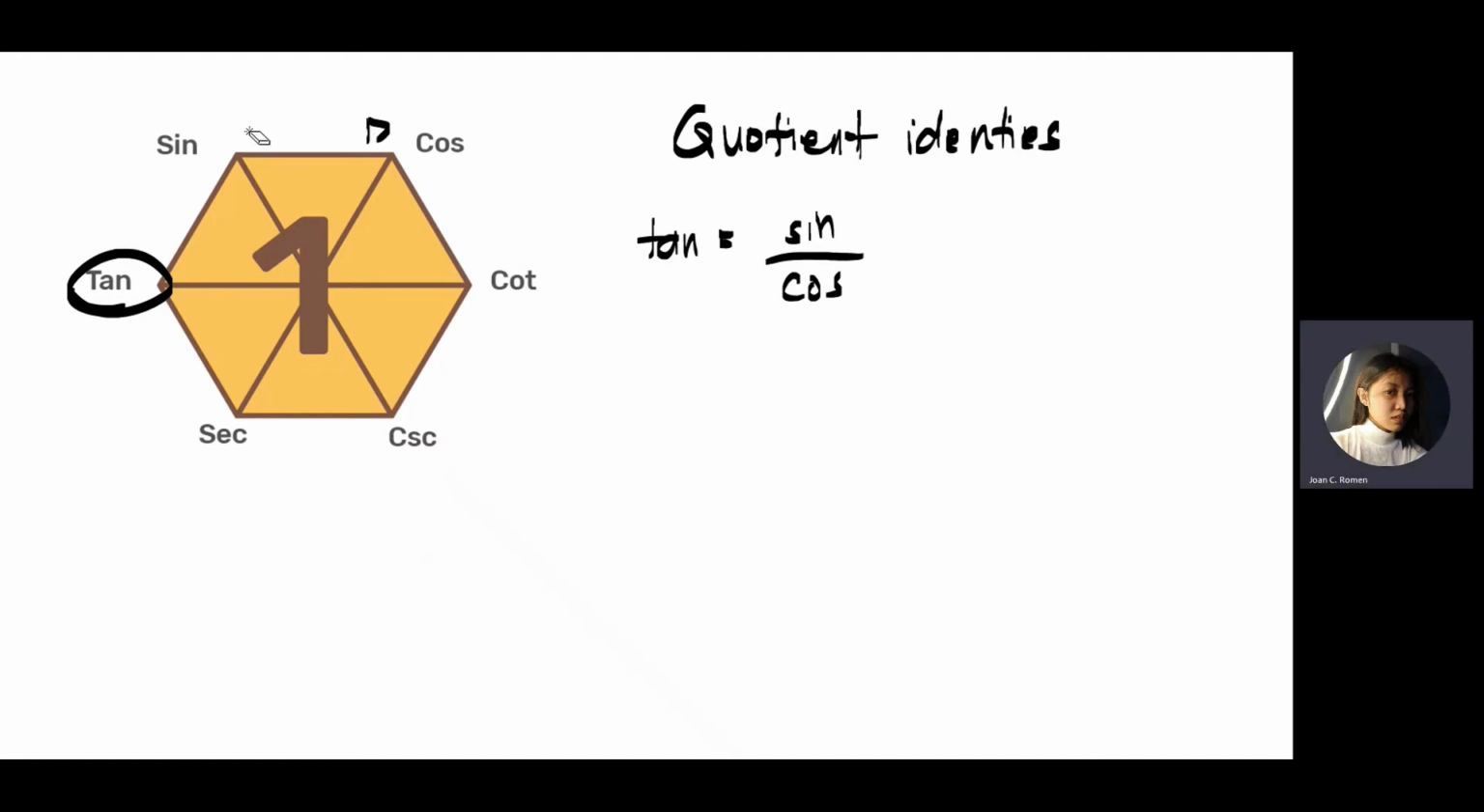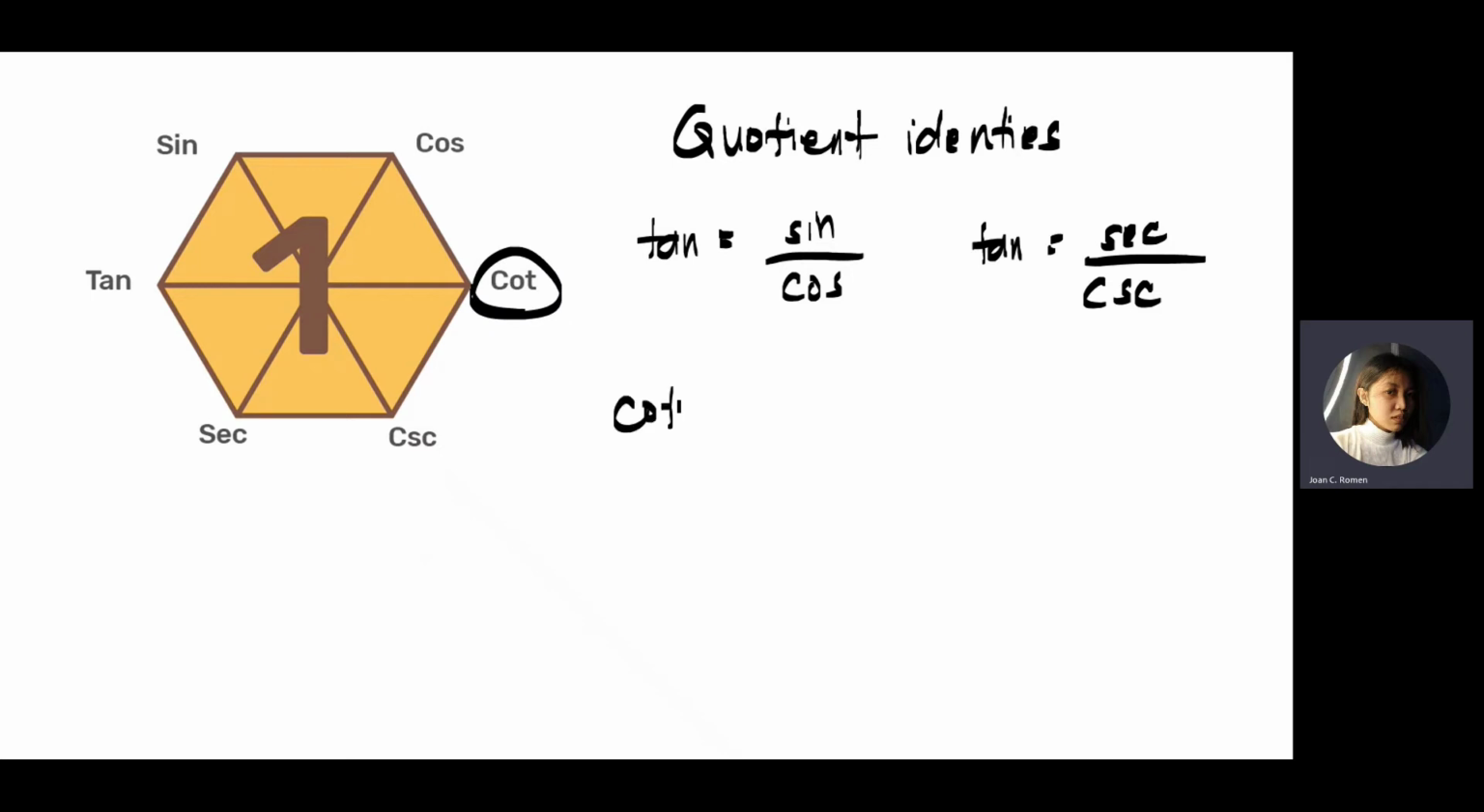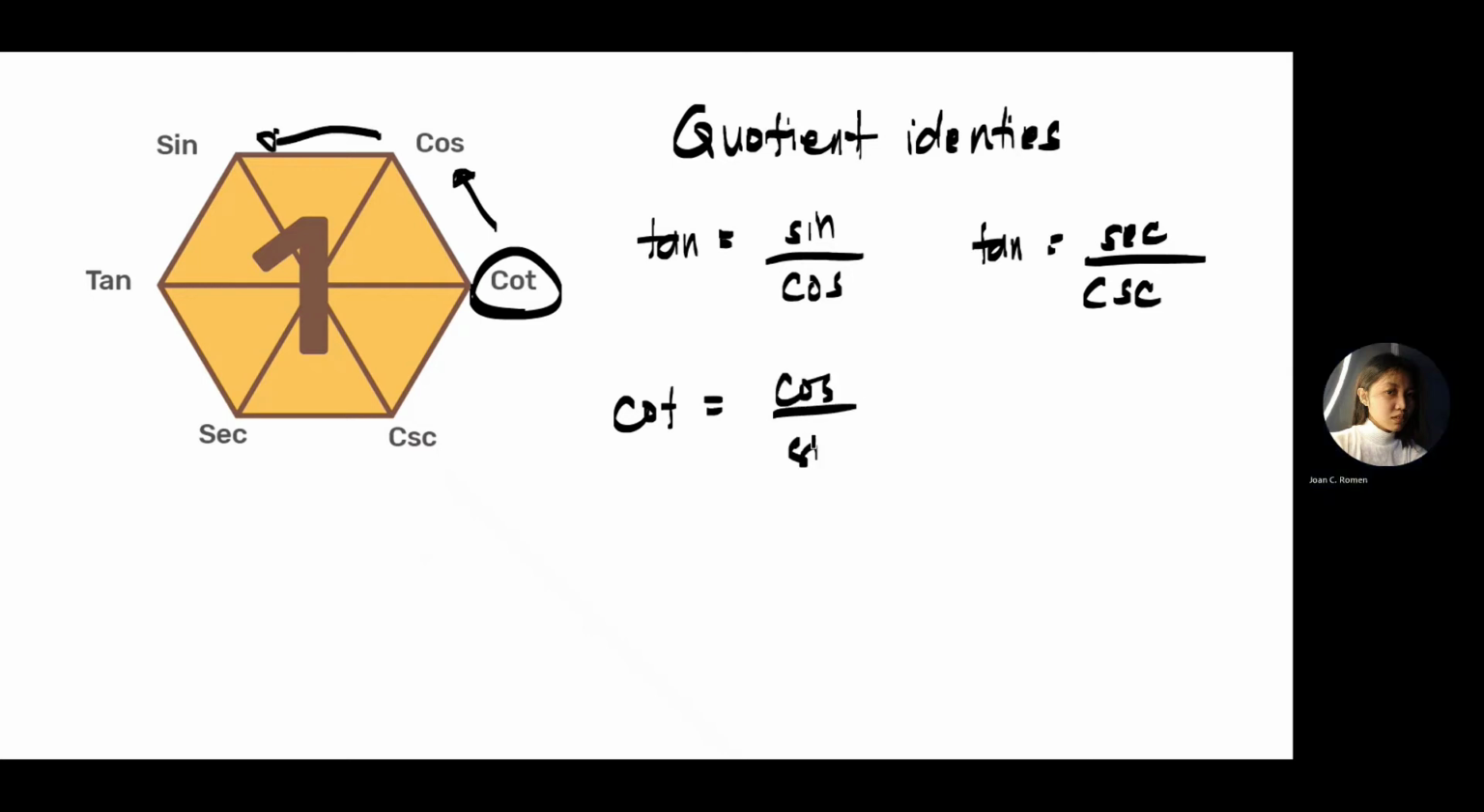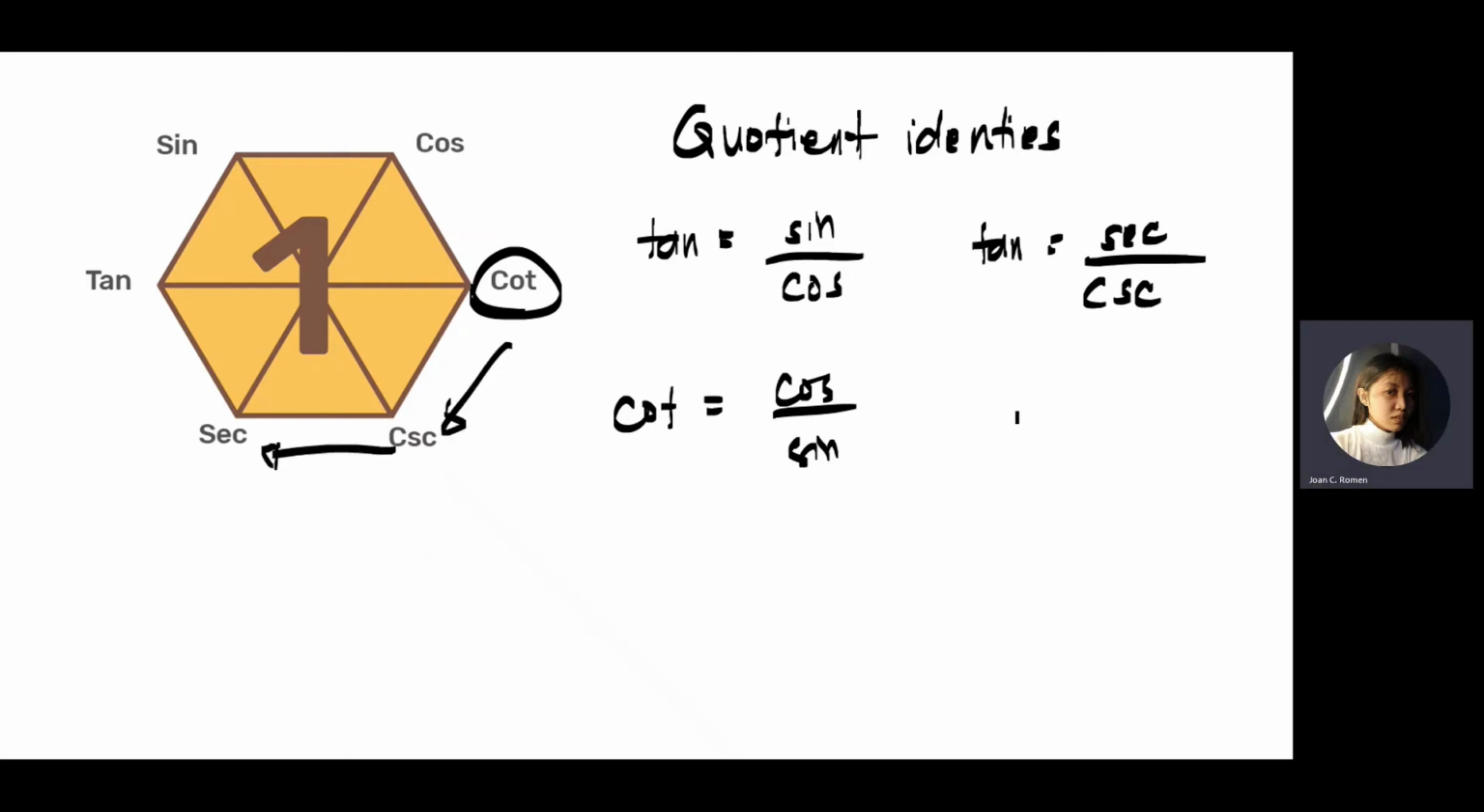Okay? It can be clockwise or counterclockwise. So, tangent can also be secant over cosecant. Okay, so anywhere there. Let's go to cotangent. Cotangent is equal to cosine over sine, and it can also be cosecant over secant. Cotangent is equal to cosecant over secant. The first ones are the numerator and the next is the denominator.